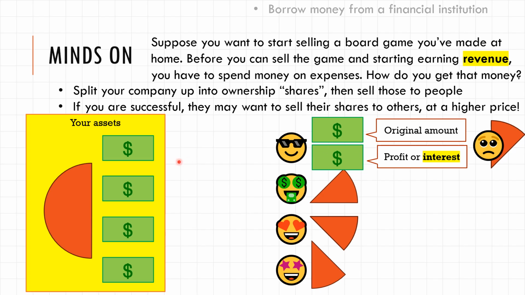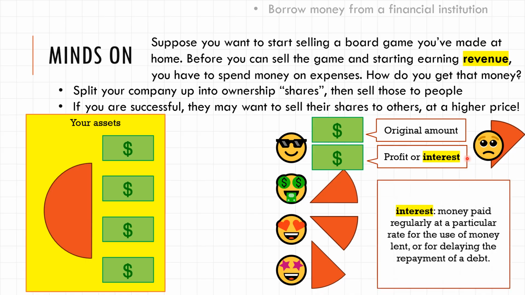This is what happens on the stock market. This happens thousands and thousands of times every second, every day. People buying and selling shares or pieces of companies in order to make profit or interest. What is interest? Interest is money that is paid regularly at a particular rate for the use of money lent.